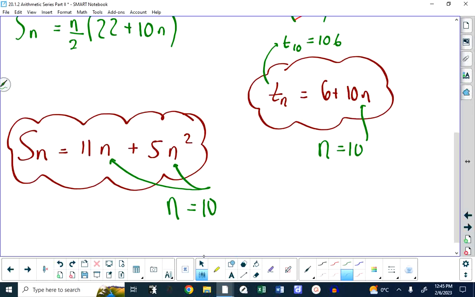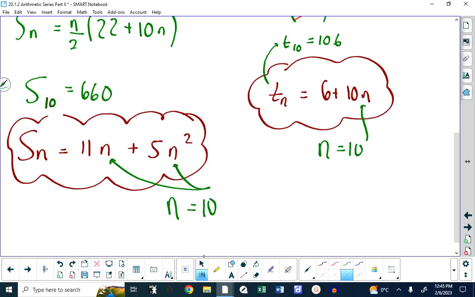I want to say 610, because I'm just looking at this saying 10 squared is 100, times 5 is 500. Okay, I just put that on the shelf somewhere, 500, I remembered that. 11 times 10 is 110. 500 plus 110 is 610. Now, you can certainly use your calculator, but my point is what we have found is S10.